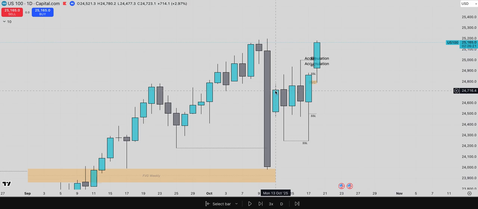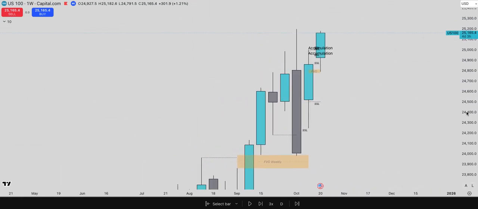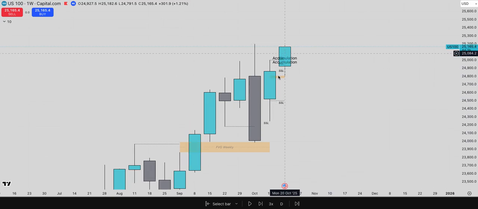Notice that we were pretty much choppy the entire week. If I go to the weekly as well, you can actually see that it's an inside candle last week, right? It did not take any low or high. It's just right here, stayed inside this candle. However, it is a bullish candle, right?